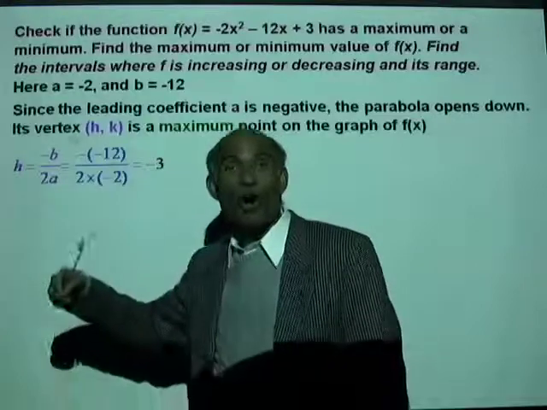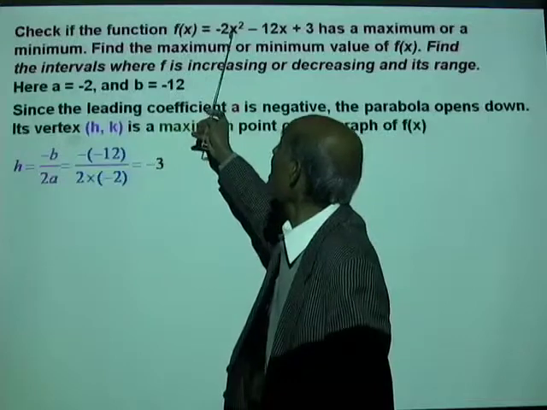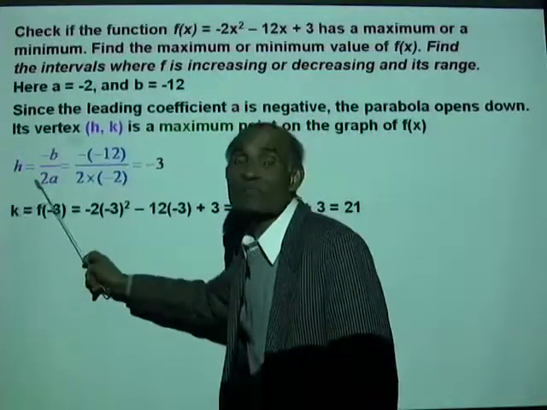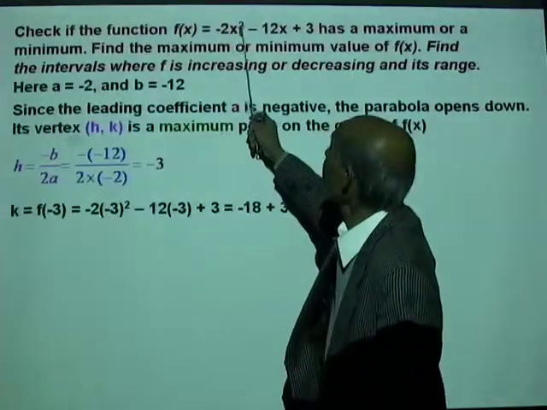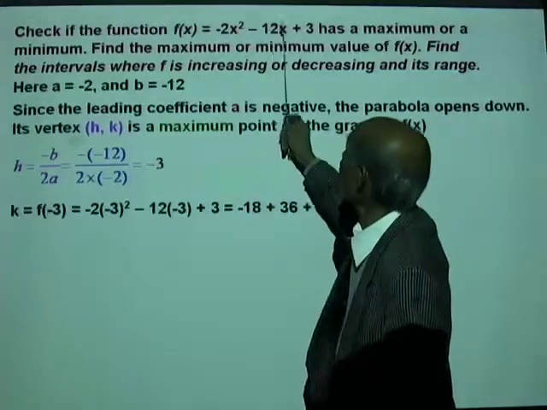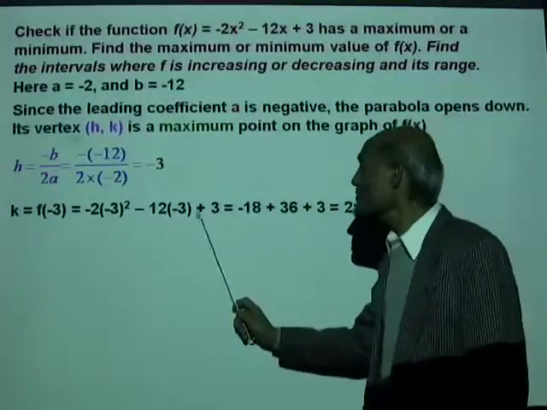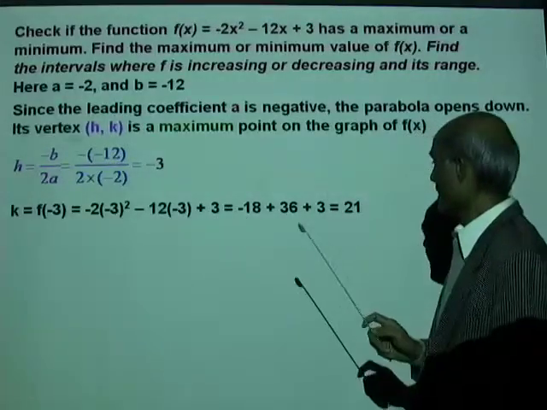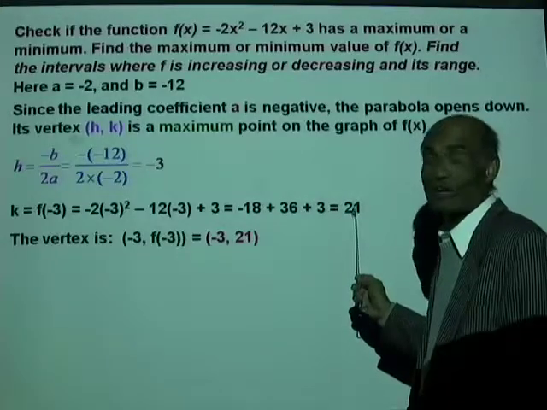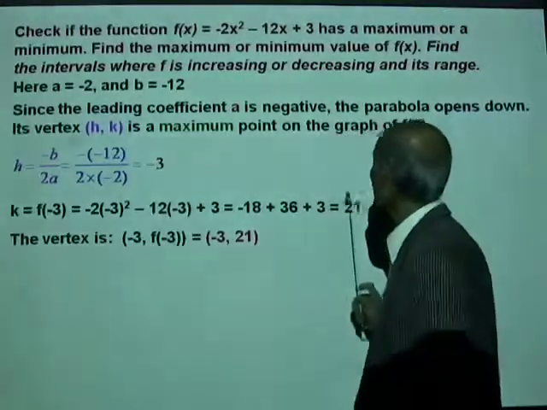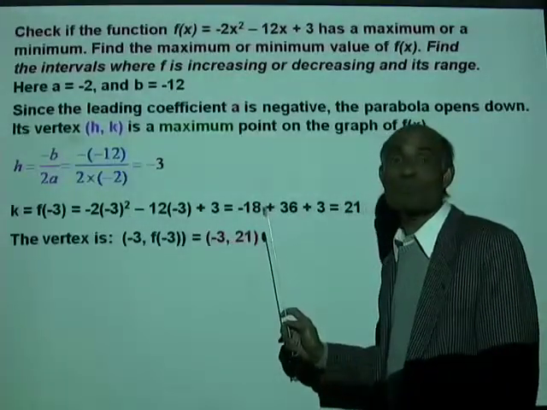K is f of h. So take the h value that is negative 3 and use it in the function. K equal to f of negative 3. That will be 2 times negative 3 squared minus 12 times negative 3 plus 3. And I'm not going to do this calculation for you. Check this on your own and let me know if these are not correct. So k, we got 21. That gives us the vertex is negative 3, 21.